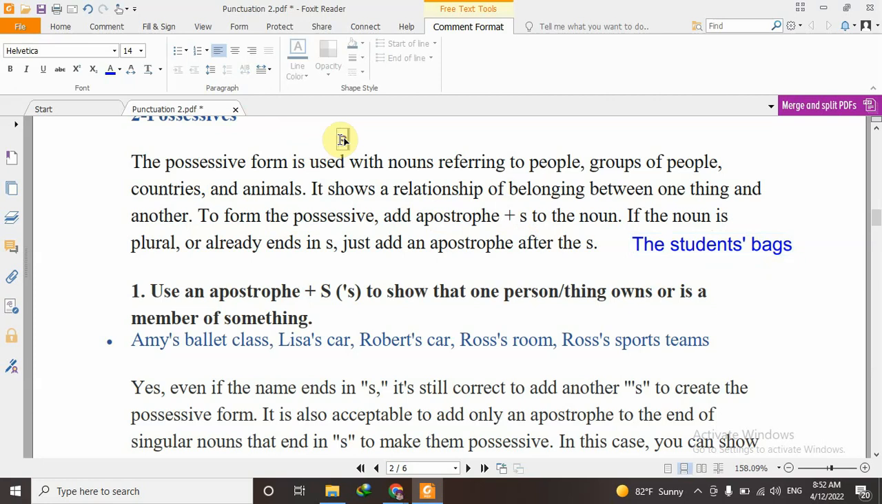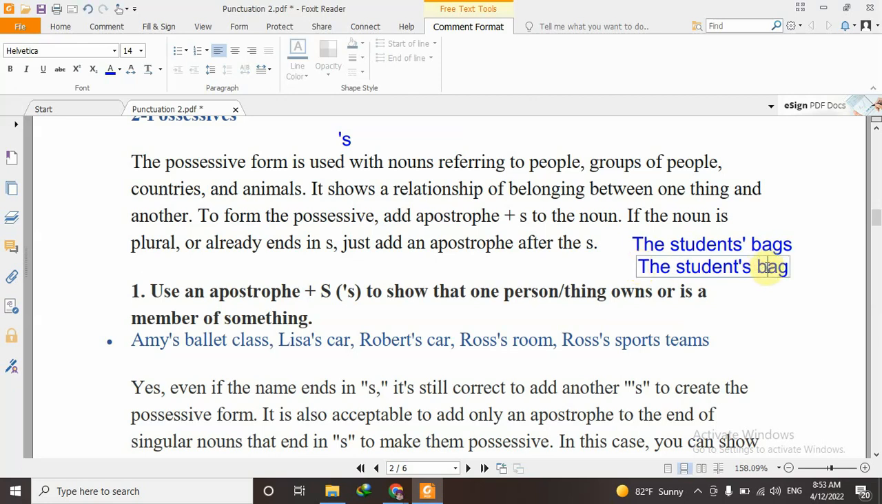The possessive form is apostrophe and s. This is the possessive form. If you have the word already in a plural, so there is an s, you are going to add the apostrophe and that's it. Now this is plural. If we wrote it in the singular, we would say the student, the student apostrophe s and then bag.